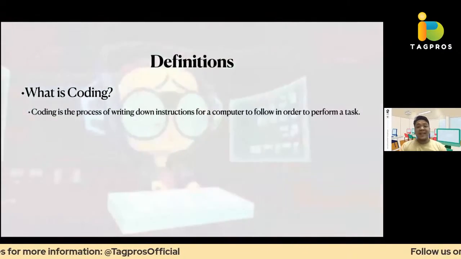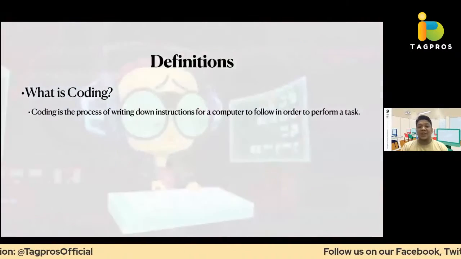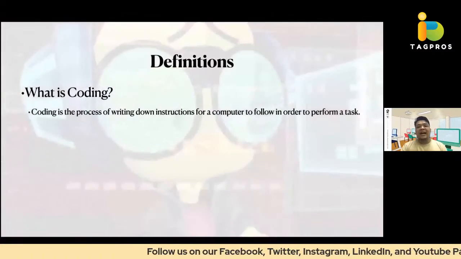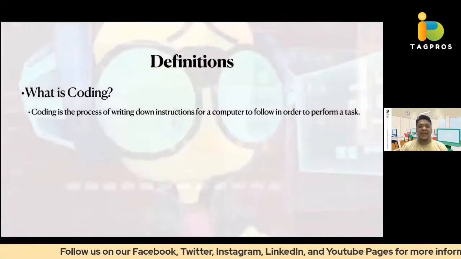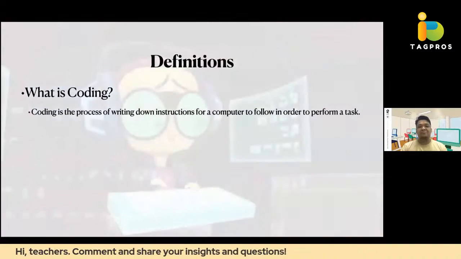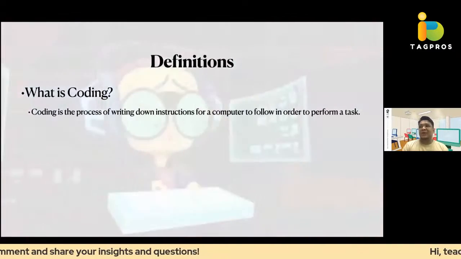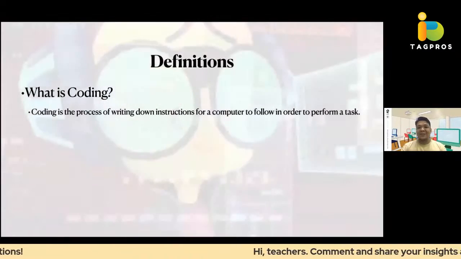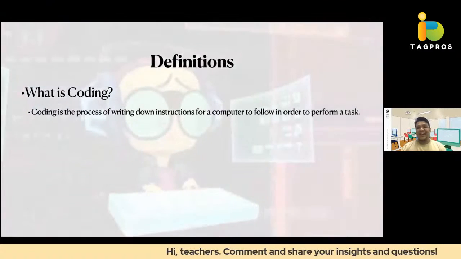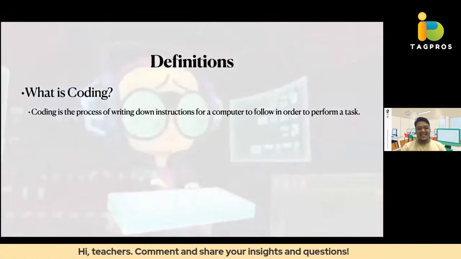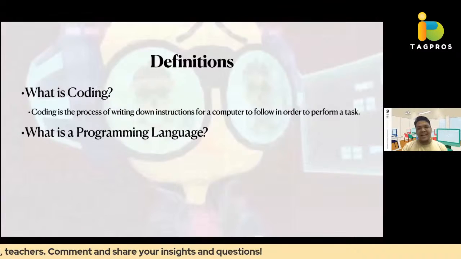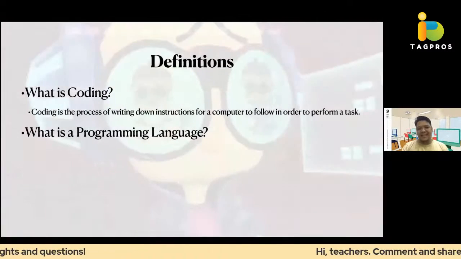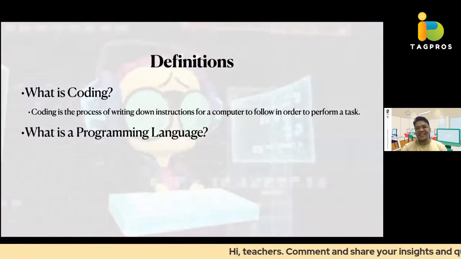Okay, coding is the process of writing down instructions for a computer to follow in order to perform a task. So coding is just like creating a cookbook wherein you put down instructions so that you can finish the task. Okay? Next, what is a programming language? Another 10 to 15 seconds to write down your answer in the comment section.